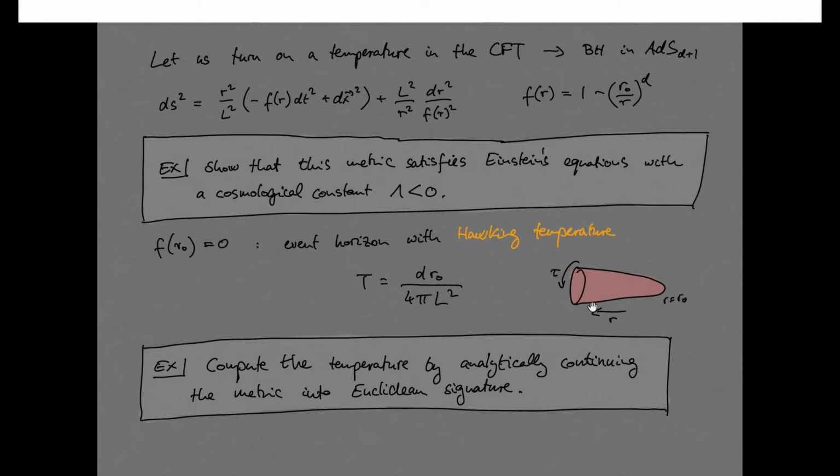Okay, so the period in imaginary time is beta, which is 1 over the temperature. And you want the space to smoothly end at r equal r0. So you have to carefully set the period in order to avoid a conical singularity here. So the exercise is to show that when the space smoothly caps off, the temperature is given by this formula here. When you have a compact imaginary time direction, the boundary of the bulk space has also a compact time direction with the same periodicity. So this way you can see that the dual CFT is at the same temperature as this Hawking temperature here.